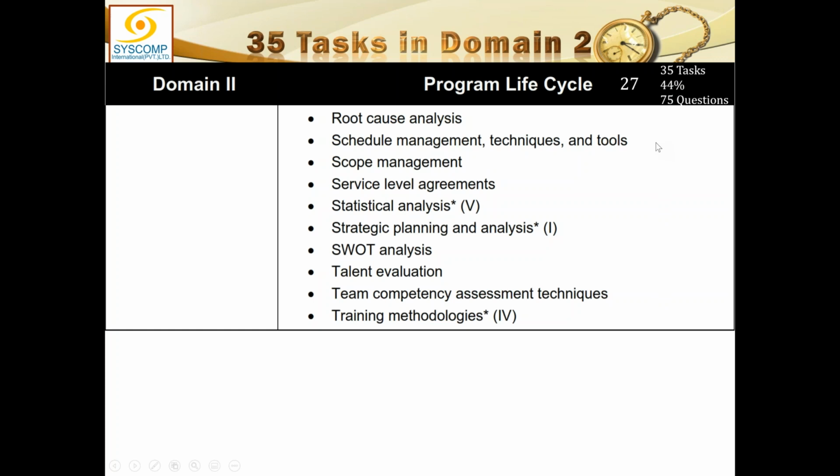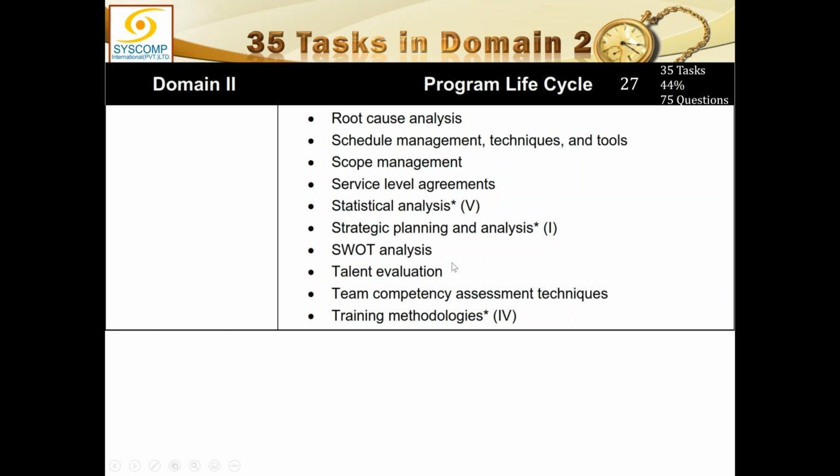Yes, they are the same schedule management tools, but if we are looking at it from the program perspective, then, as I said, we have to raise our level a bit. We are not going to be going into that much detail as we were going in the projects, but here we are more concerned only about organizing the program activities and the linkages with the projects. We are not going to interfere with the schedule of the project manager. Scope management, service level agreements, statistical analysis again is a very famous tool which we have been using in projects.